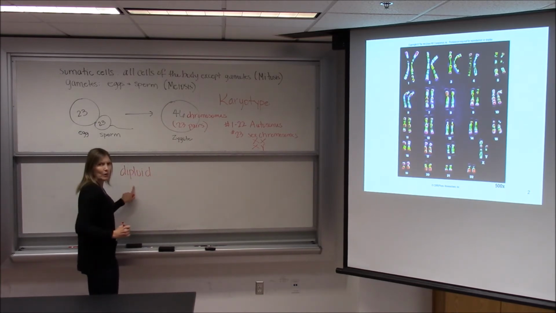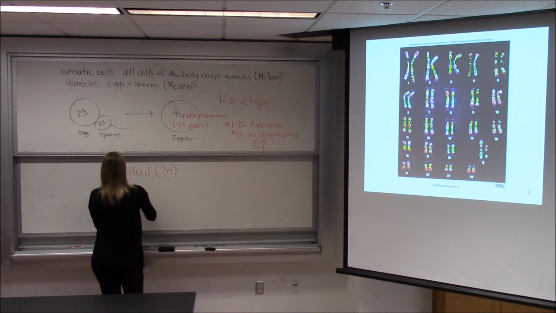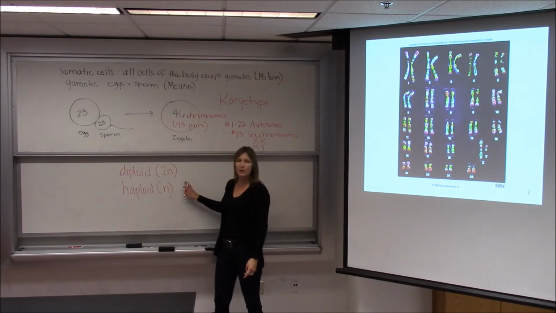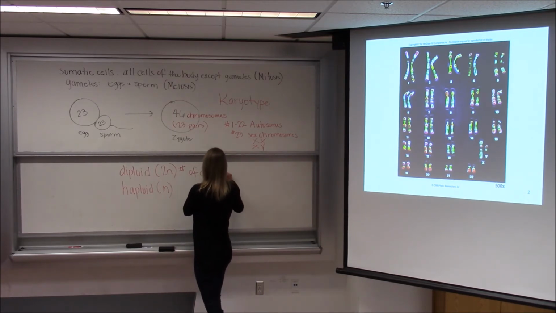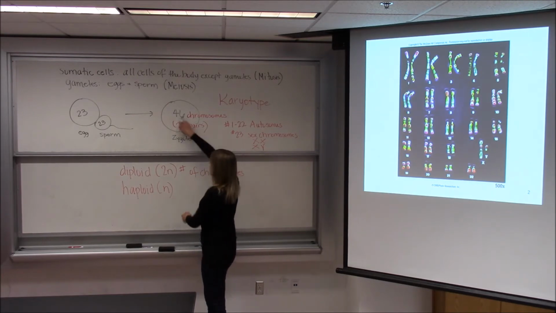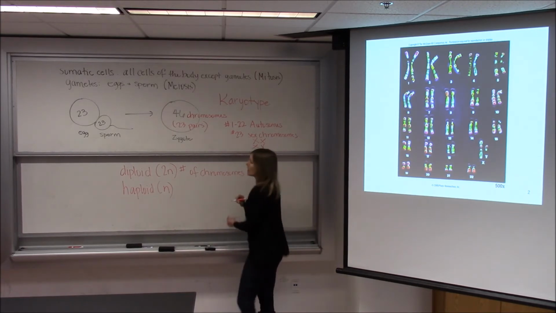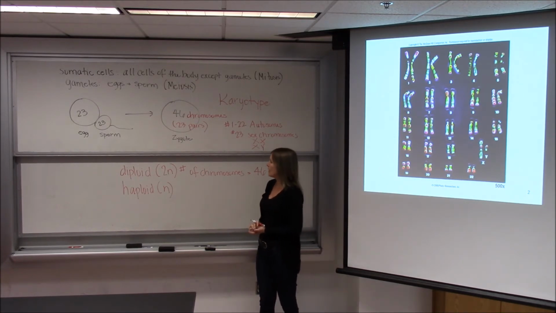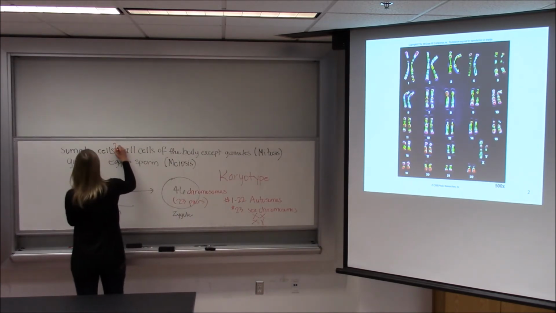The diploid number of chromosomes is what we call the 2n number. Haploid, I always think of this as meaning half. Haploid is the n number of chromosomes. So in humans, the diploid number of chromosomes would be 46. And all the body cells are diploid. All the somatic cells of the body are all diploid. So we would say these somatic cells are all 2n.